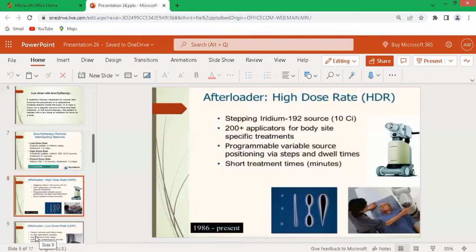And the afterloader high dose rate, HDR, stepping iridium-192 source, 10 Ci, and 200 plus applications for body site specific treatment, and programmable variable source positioning with steps and dwell times. Short treatment times in minutes, while low dose rate treatment times are in days and hours.